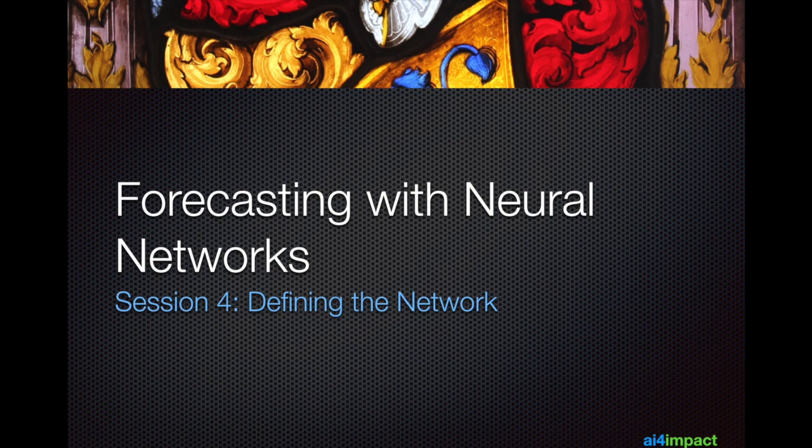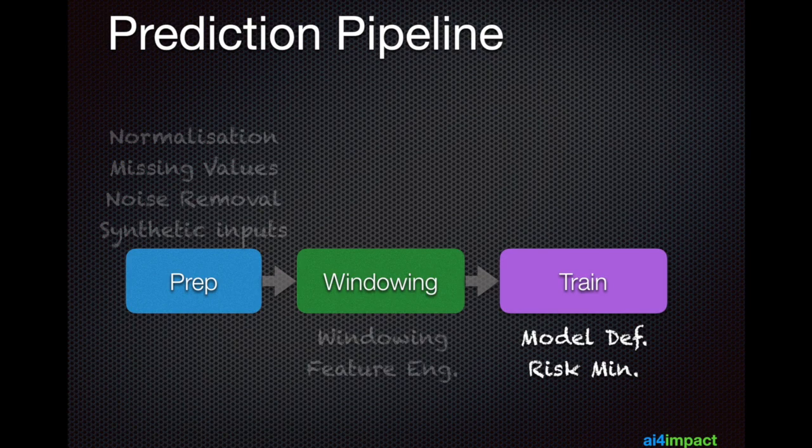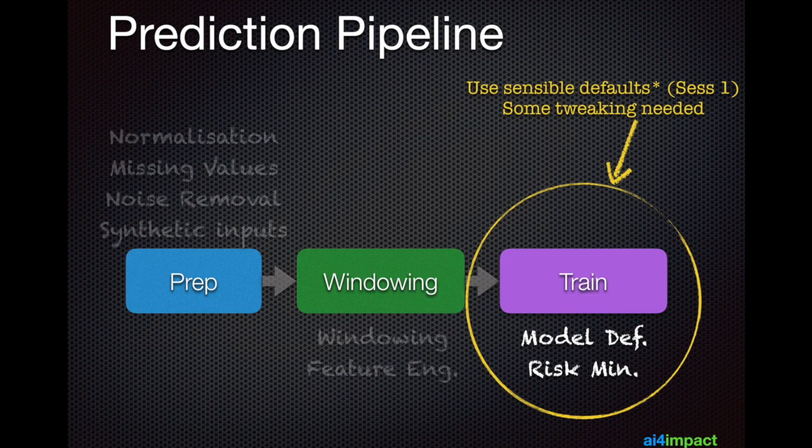In this session, we will talk about defining your network within AutoCAD. In the prediction pipeline, we define the model in the last stage, which is called train. You often have to use sensible defaults, which we discussed in session 1, but you often have to tweak your networks in response to what you see on your loss graphs.